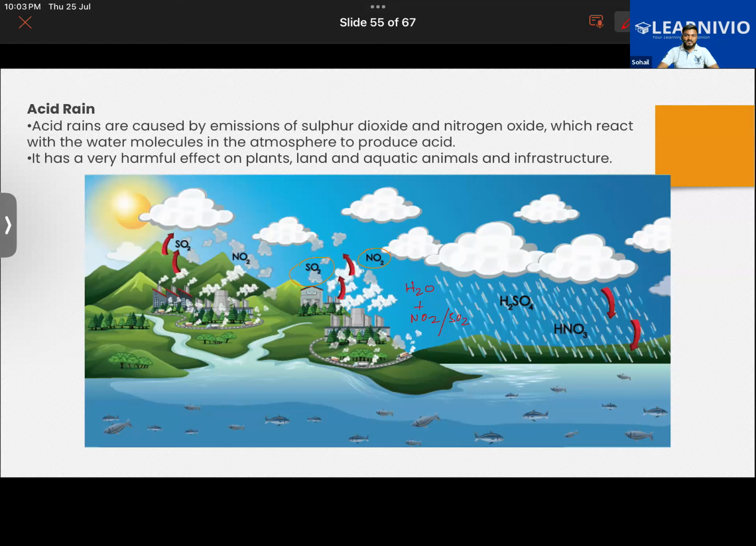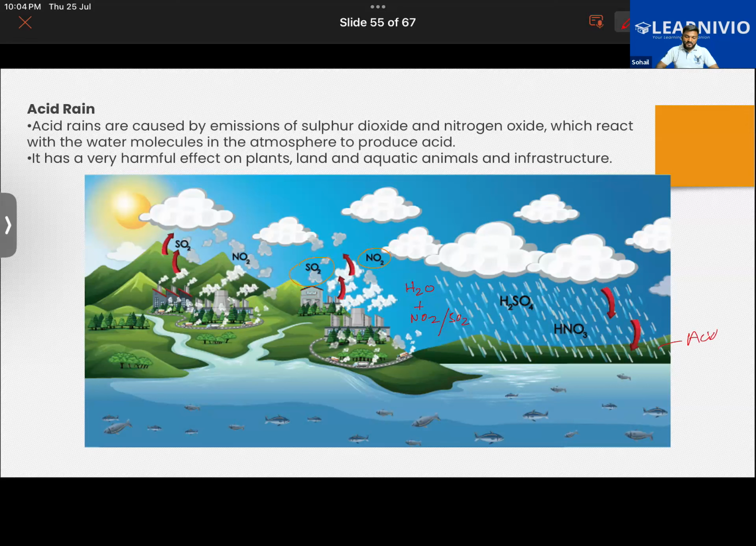So hope you have understood that point. And what are the harms of acid rain? What objects would be harmed by it? It would be harming the infrastructure. It would be harming the water bodies, aquatic organisms. It would also be bad for the soil because it will make the soil acidic, thereby making it unfit for the growth of crops. So if acid rain were to fall, the soil will become very acidic.